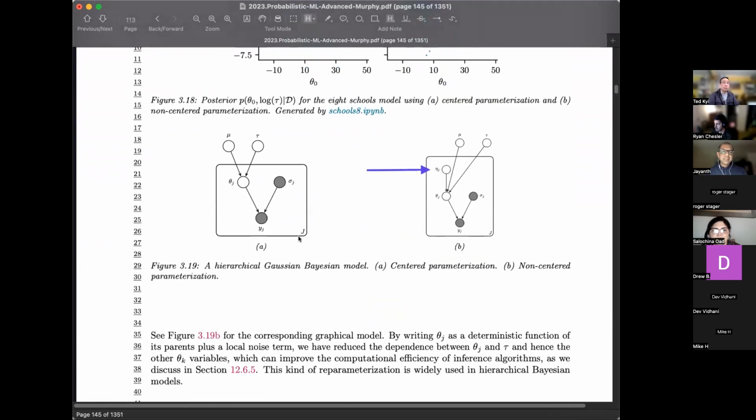The representation of it in the plate model is shown here on the right, where you have this eta j added into the plate. So you have the mu and the tau in both cases. In this case, the mu and the tau determine the theta j. Here you have the mu, and not only do you have the mu and the tau, you also have an eta j that is drawn from a unit normal distribution.